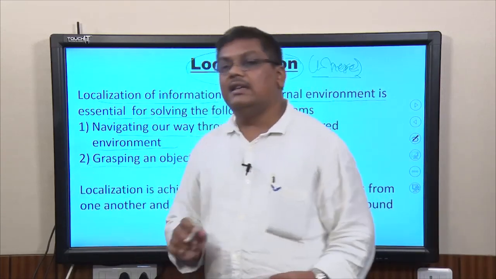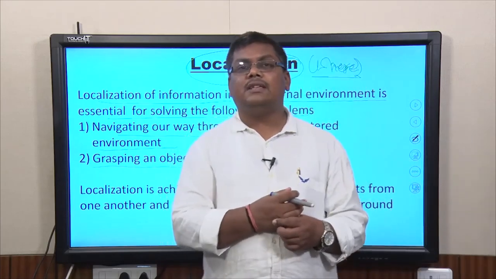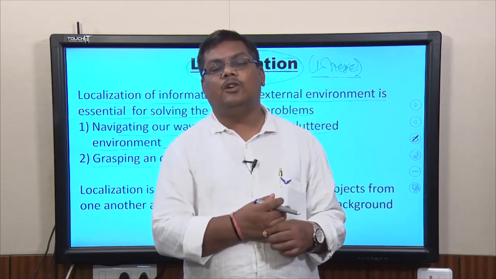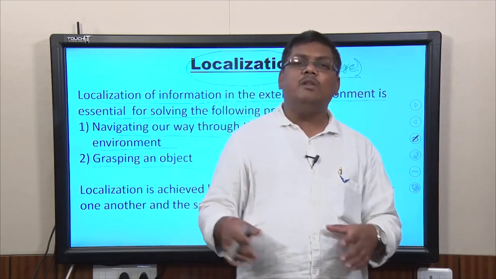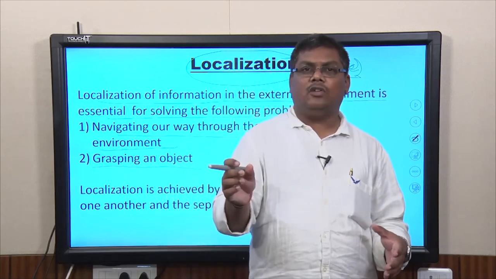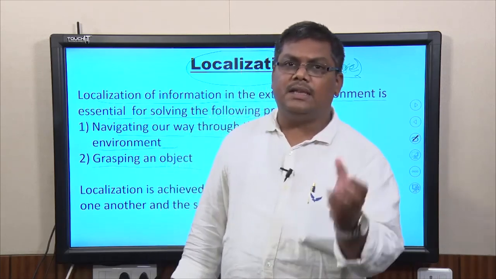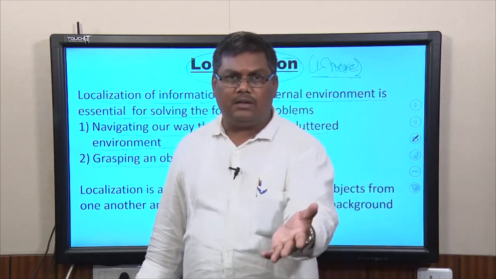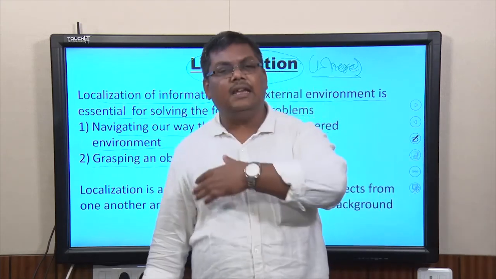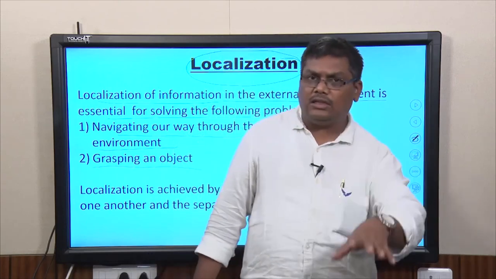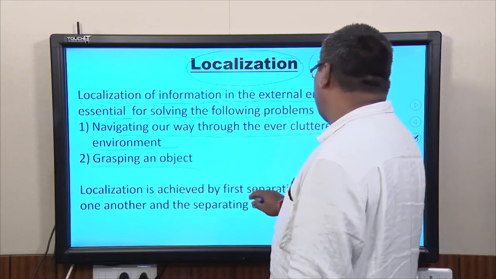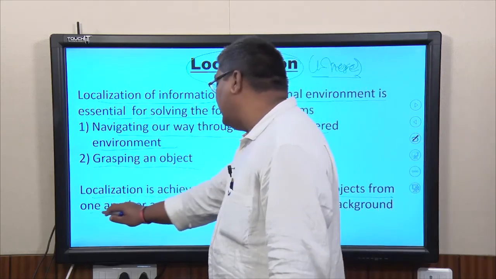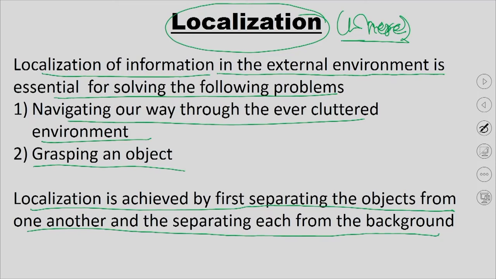Also grasping objects. Localization is important because it helps you in grasping or touching objects. If there is an object in front of you and you cannot see where it is, you will be fumbling around. So when you want to reach certain objects, hold them in hand, or in any interaction with an external object, the thing that you require is called localization. So what is localization? It is achieved by first separating the objects from one another and then separating each from the background. So there are two steps in localization.